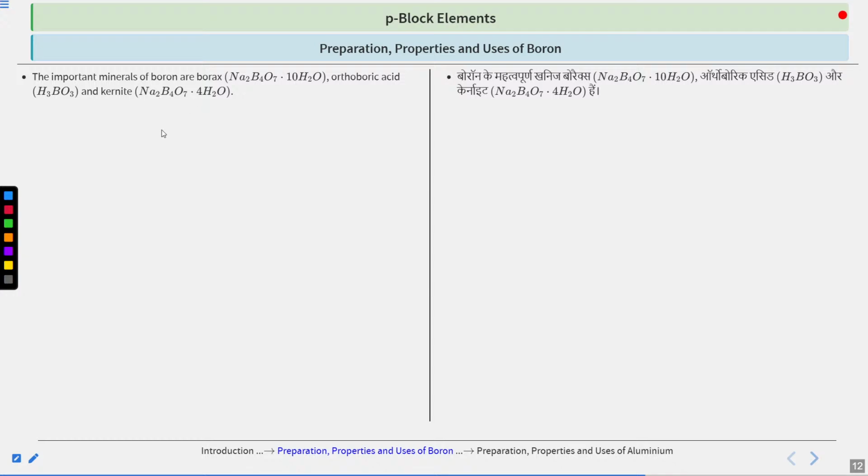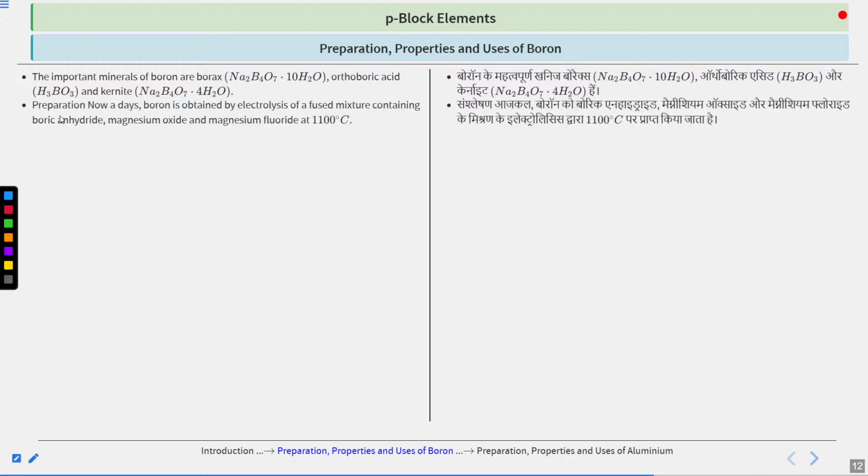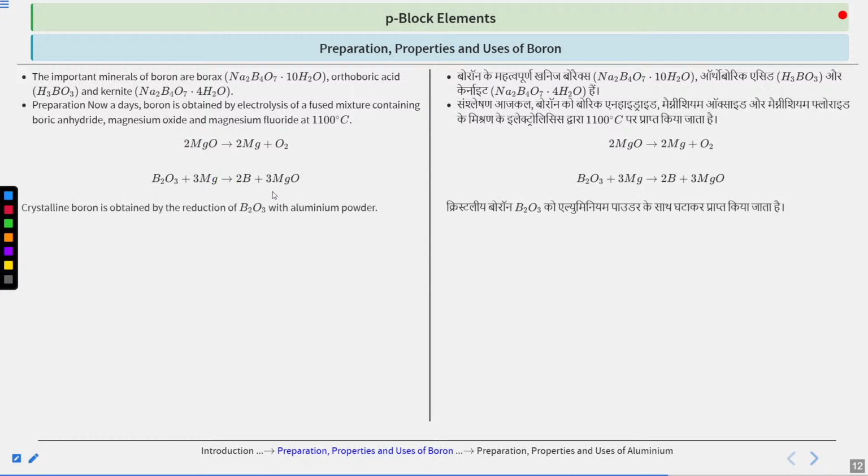If you talk about the important minerals of boron, they are borax, orthoboric acid and kernite. So just remember all these formulas, this is very important. If you talk about the preparation, boron is prepared by electrolysis of a fused mixture containing boric oxide, magnesium oxide and magnesium fluoride at 1100 degrees Celsius. Suppose MgO is first heated, that gives us Mg plus O2. Now Mg acts as a reducing agent and it reduces B2O3 to boron.